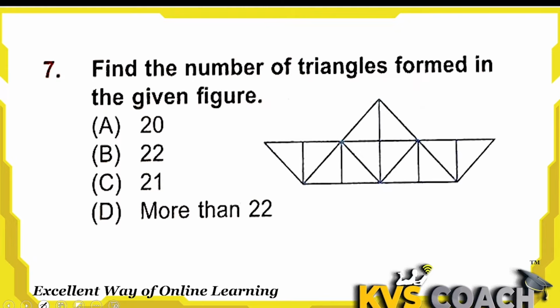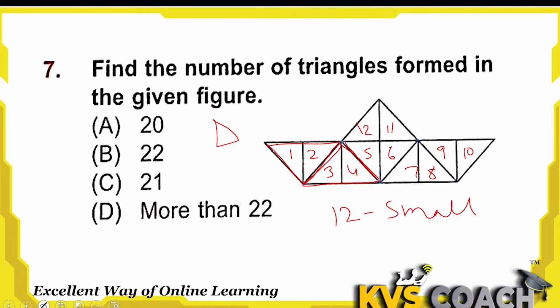Next, find the number of triangles formed in the given figure. So let's check how many triangles are in this figure. This is 1, this is 2. A triangle has 3 sides, we all know that. So 1, 2, 3, 4, 5, 6, 7, 8, 9, 10, 11 and 12. This is the smallest triangle we are talking about. 12 are small, and after that, this is 1, this is 2, then this is 3, 4, 5, 6. So 6 are medium size.